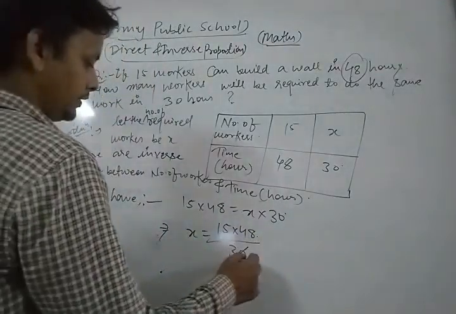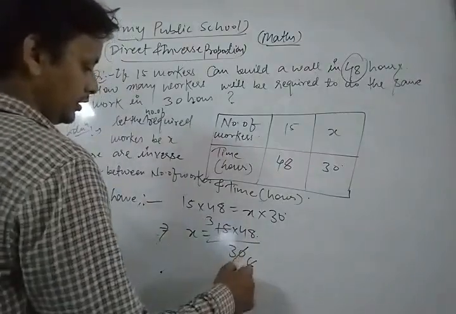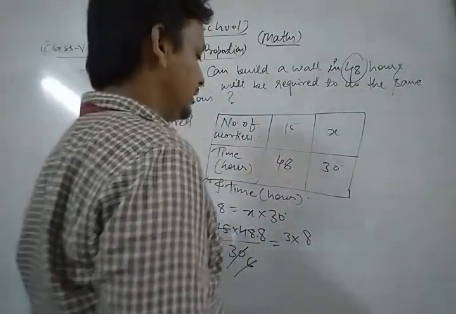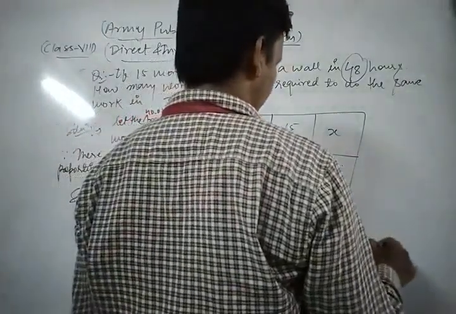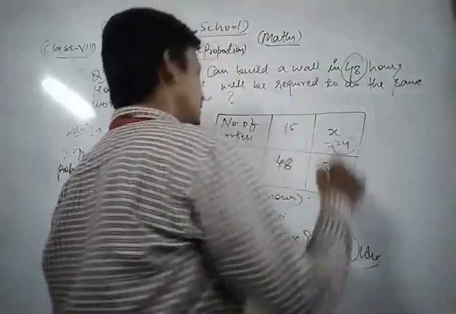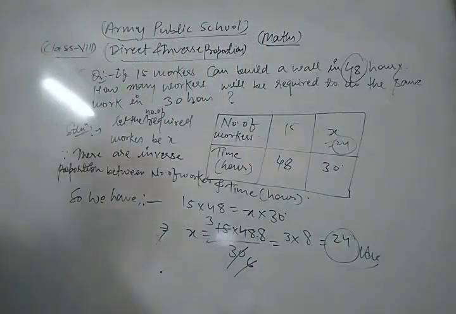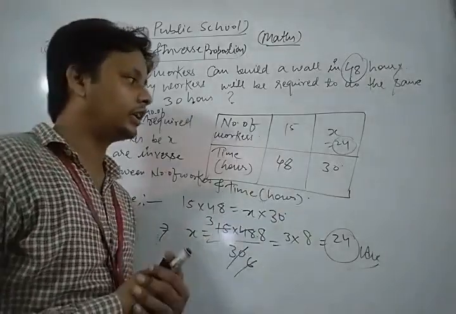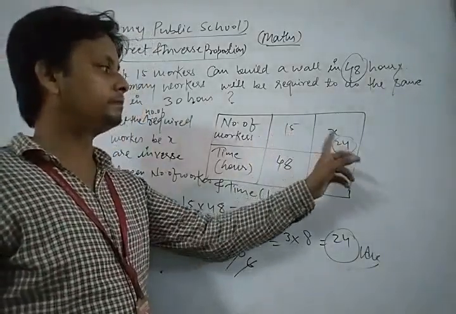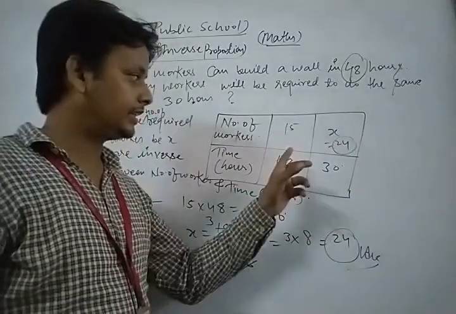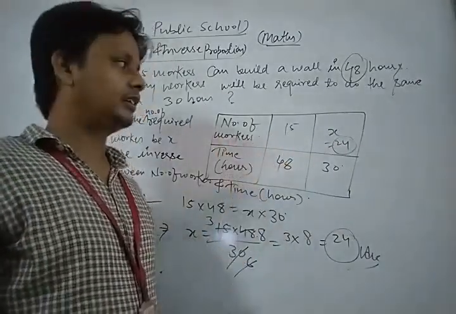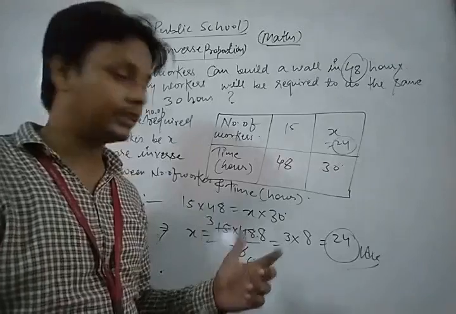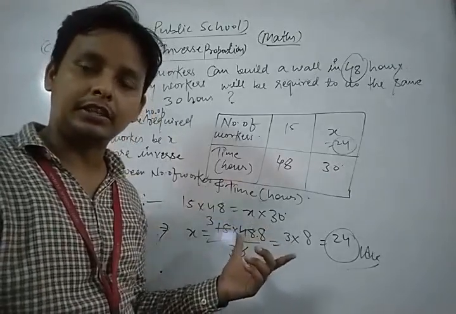Now look, 5 6s are 30, 5 3s are 15, so 3 into 8 is left. So we get 3 8s are 24. So the value of x is 24. So in this way we require 24 workers to do the same work in 30 hours. Because, look here, if the number of workers increases, then the time decreases. So one quantity increases, then the other decreases. So there is inverse proportion between them.